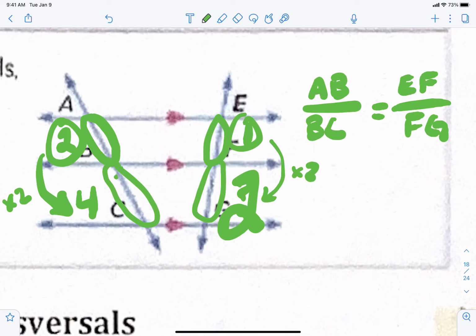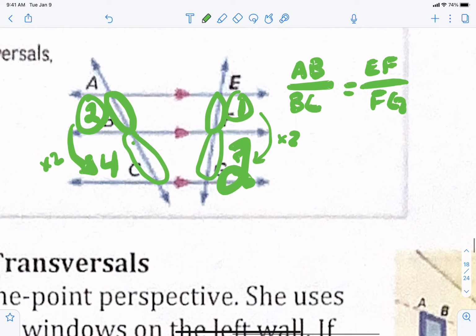How do you know that? Because the lines are parallel, and only because the lines are parallel. Does that make sense? Because your lines are parallel and you have transversals that go between them, you can set them up as a proportion.